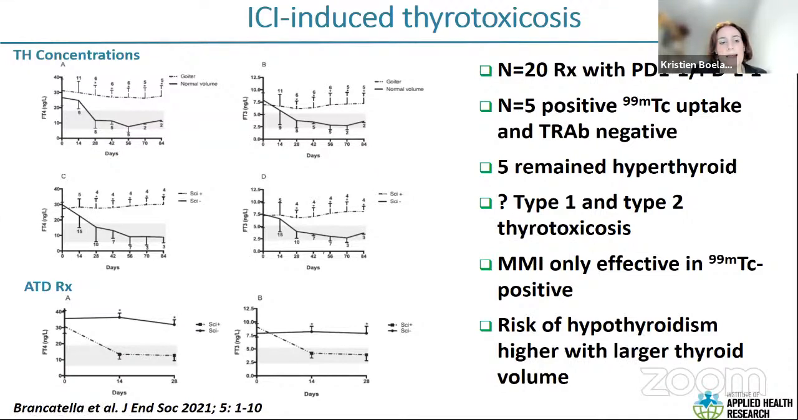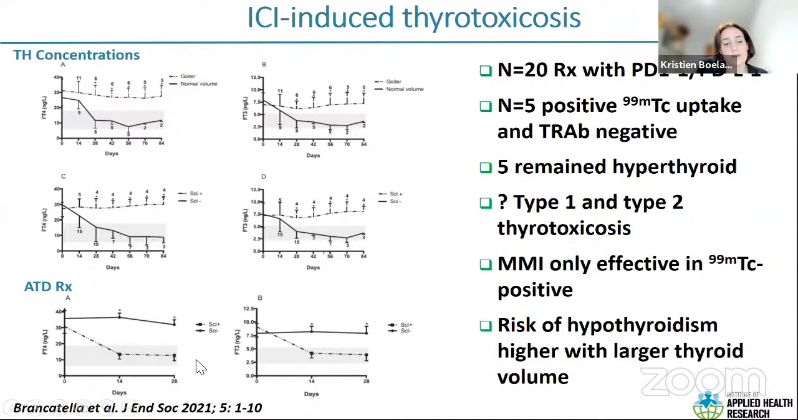And what this paper proposes is that maybe similar to what we see in amiodarone-induced thyrotoxicosis, you have a type 1 and a type 2 reaction, because only 5 of these patients remained hyperthyroid. Anti-thyroid drugs were given to 11 patients, so 5 of the patients where thyrotoxicosis was persistent, and also in 6 of the patients who did not have a positive uptake on a scintigraphy scan, and you can see that they are most effective in those patients who have a positive scintigraphy scan.